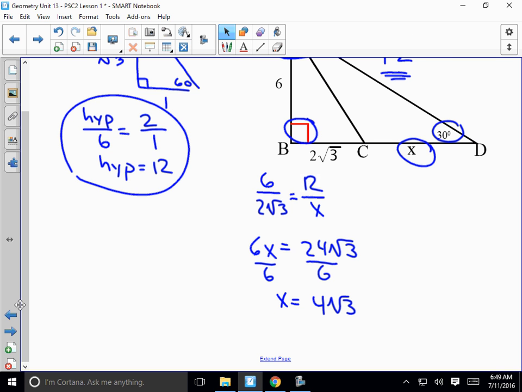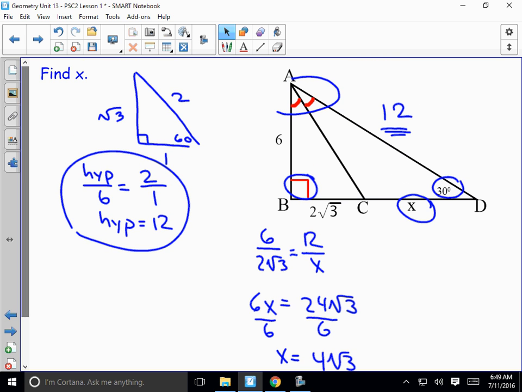All right, and that concludes our lesson for today, talking about similarity with different segments within a triangle, and then finishing up looking specifically at the angle bisector and the relationship that the angle bisector creates within a triangle.